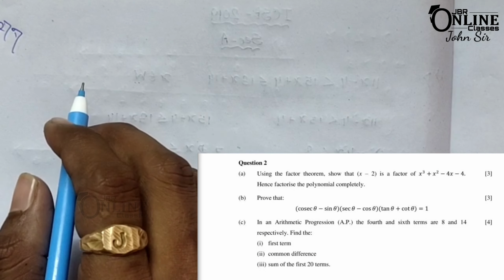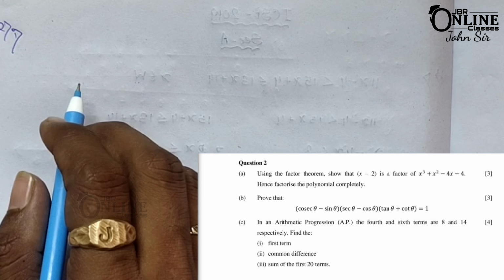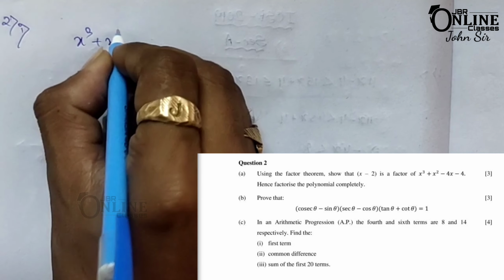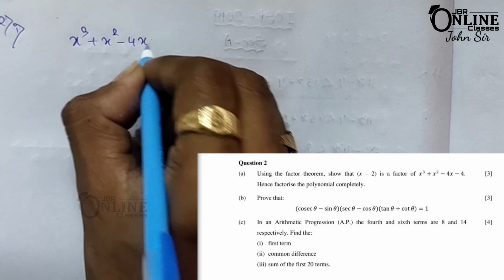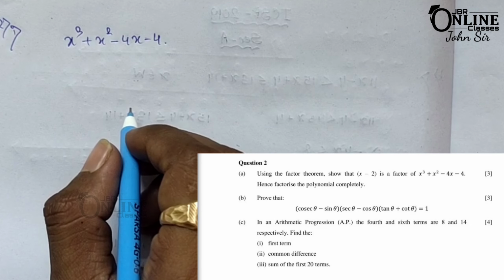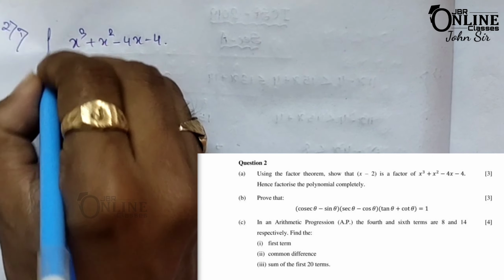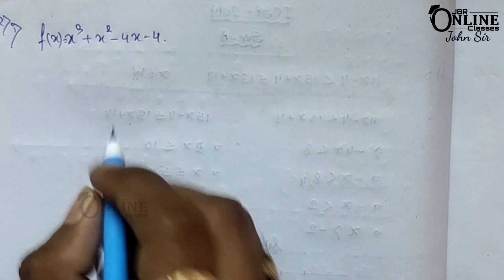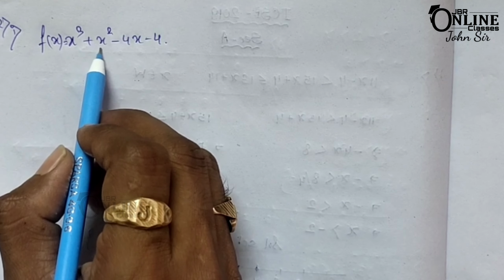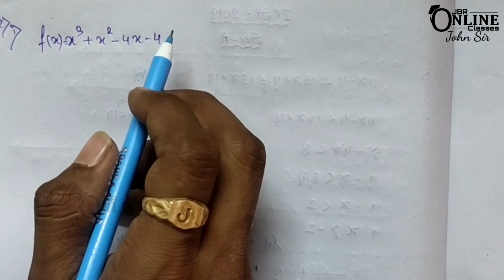Sum number 2. Using the factor theorem, show that x minus 2 is a factor of x cube plus x square minus 4x minus 4. Hence, factorize the polynomial completely. Okay, so here the given polynomial is f(x). So f(x) equals x cube plus x square minus 4x minus 4.